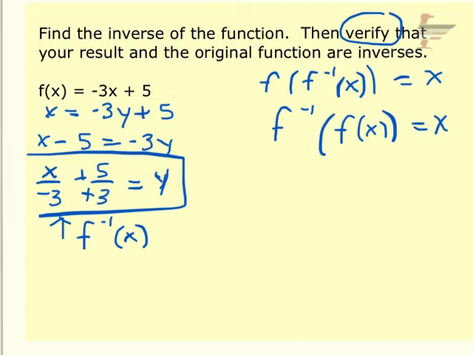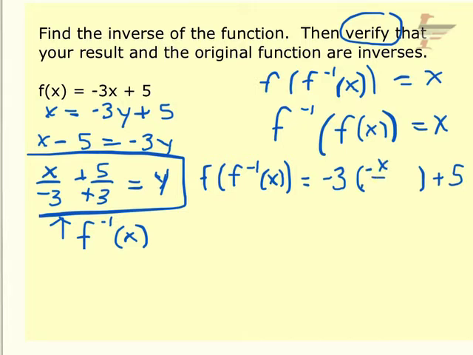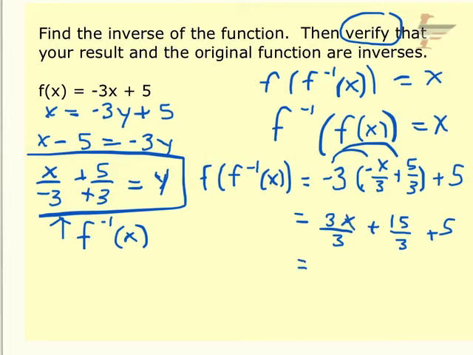So I'm going to start with f of the inverse of x. That means I'm going to take -3x plus 5, but I'm going to replace the x with -1/3 x plus 5/3. And I'm going to distribute that through, so it's going to be a positive 3x over 3 plus 15/3 plus 5. Well, I know 3/3 is 1x, 15/3 is, I'm sorry, that's a -5. And sure enough, that equals x.